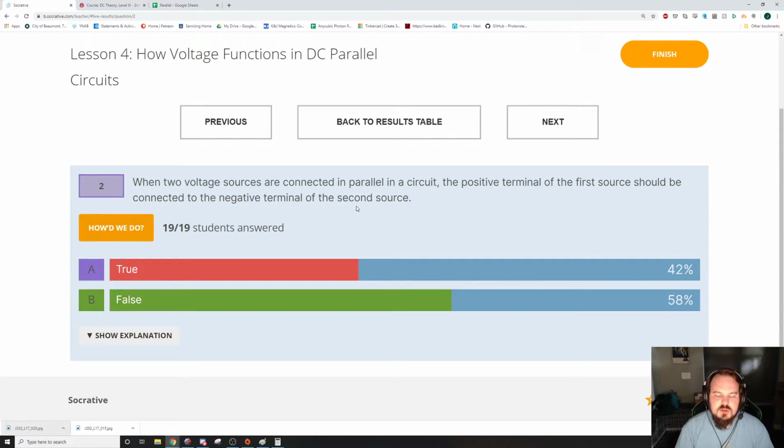You don't want to hook them up backwards because that's going to send reverse voltages and it confuses the hell out of things. We will get in second year to some complex circuits with batteries facing in different directions and what that means and how to figure that math out. But for now, in parallel, you want them connected.